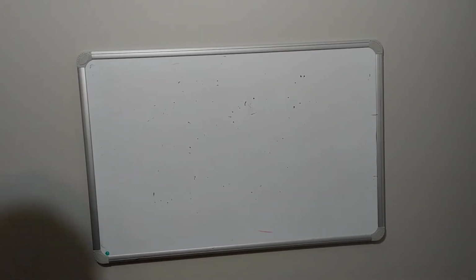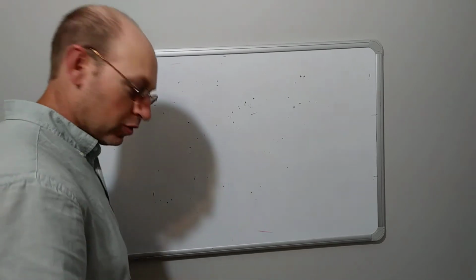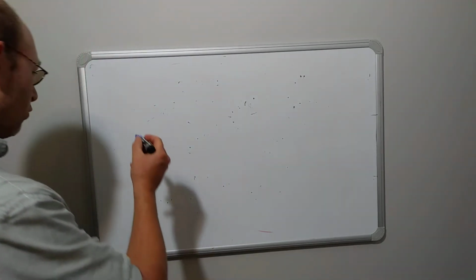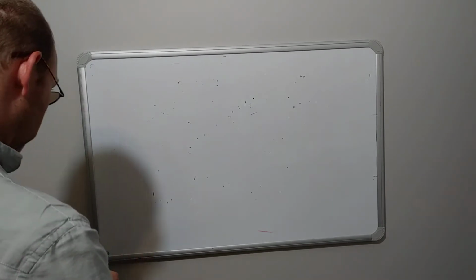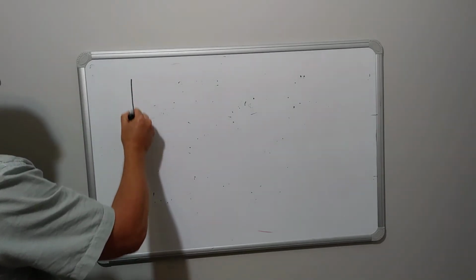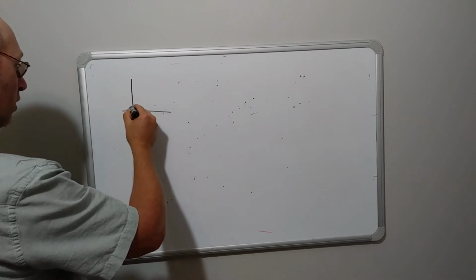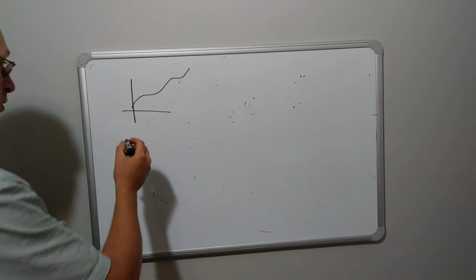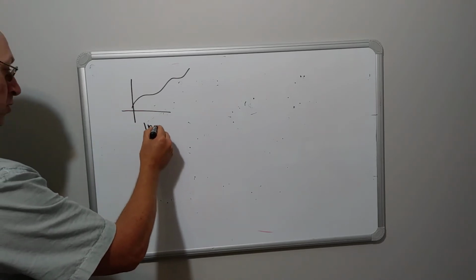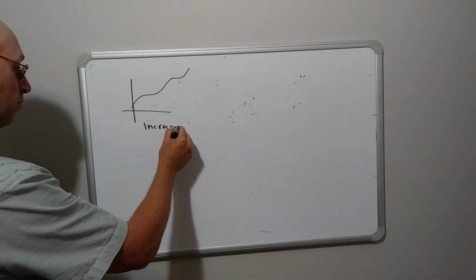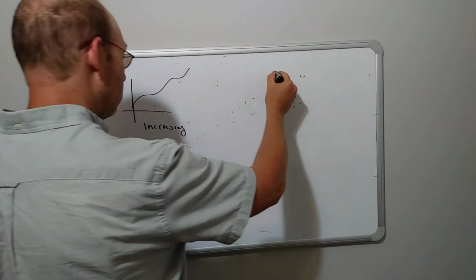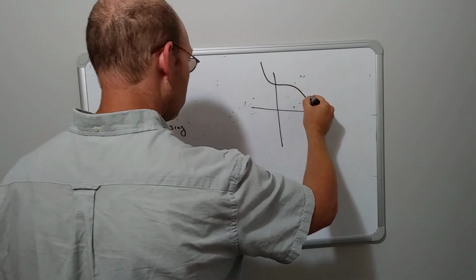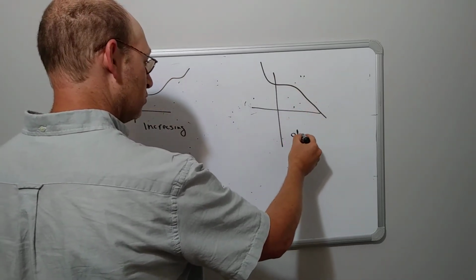In today's lecture, we will learn how to graph functions using calculus. So the first principle we need is how to tell when a function is increasing or decreasing. So here we have an increasing function, and in this picture we have a decreasing function.